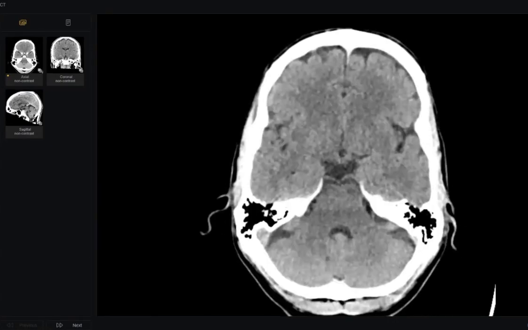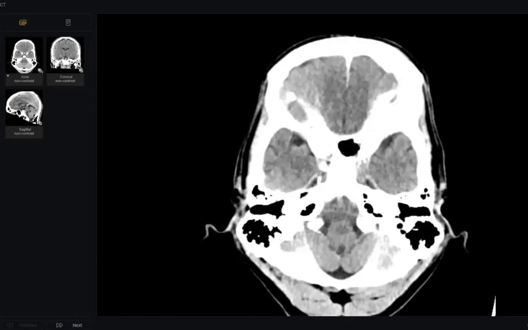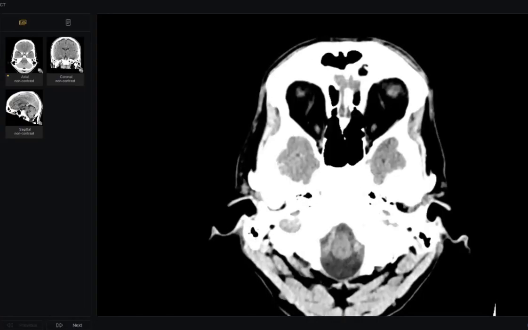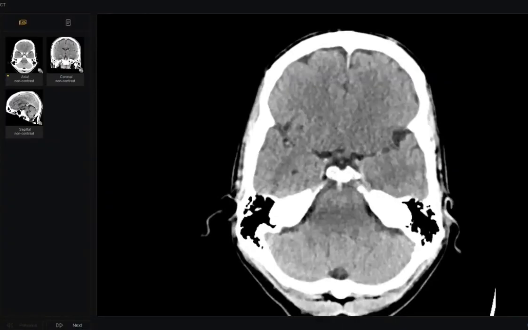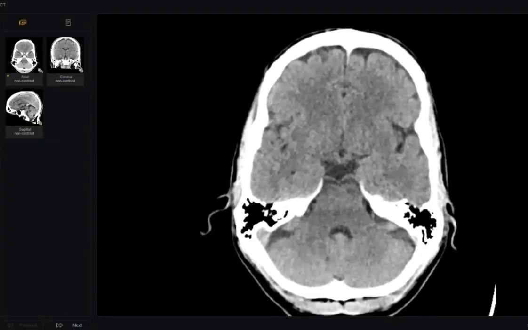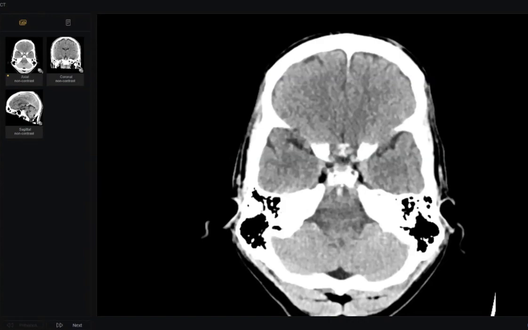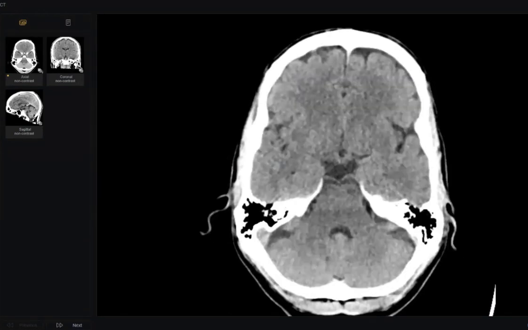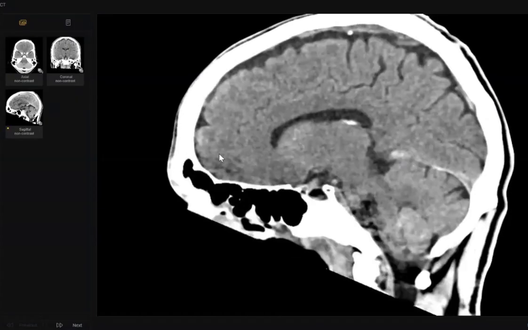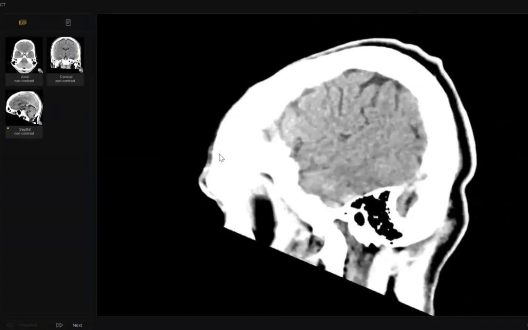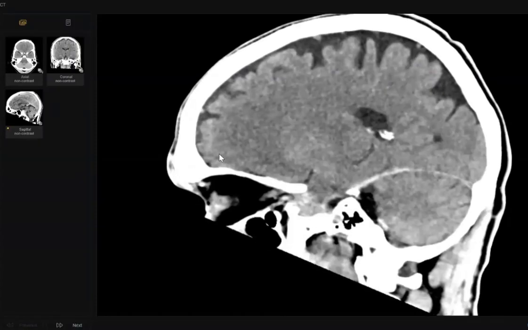I feel there is some ill-defined subtle hypodensity in the region of the temporal lobes bilaterally. Don't mind about it. What else? And also in the brainstem, in the region of the midbrain and the pons. Yeah, there is hypodensity in the region of the brainstem. I would want to confirm this on the sagittal imaging. So there is hypodensity involving the region of the midbrain and the pons. So if this patient has an MRI, I would want to look at the MRI images.